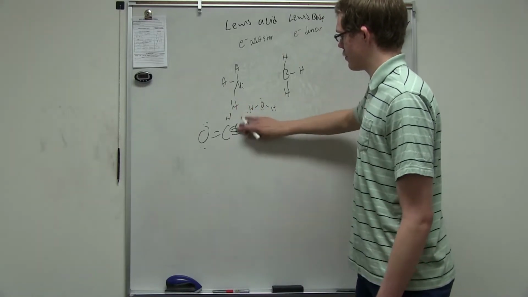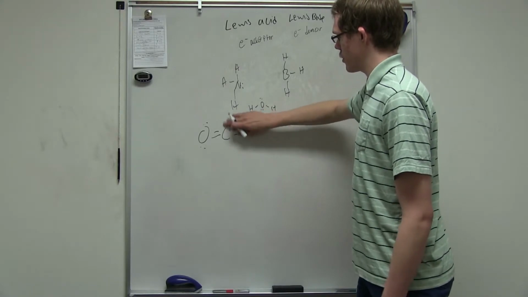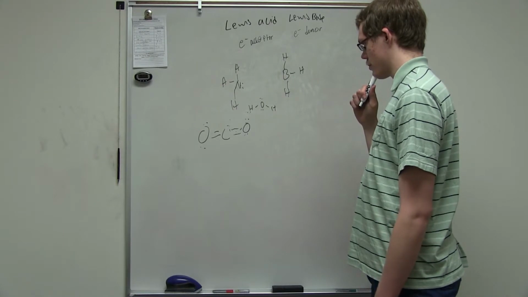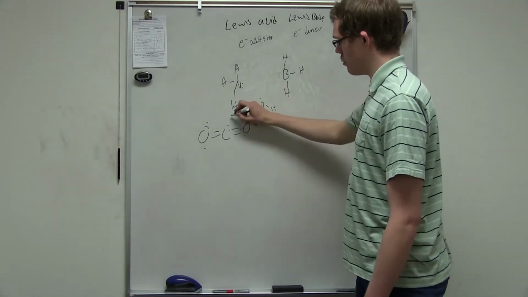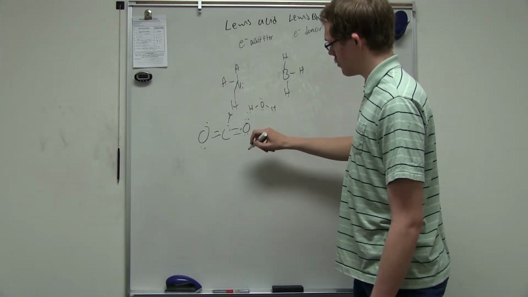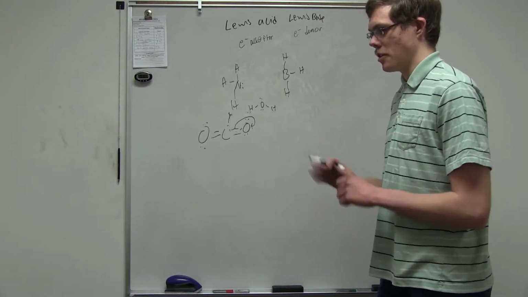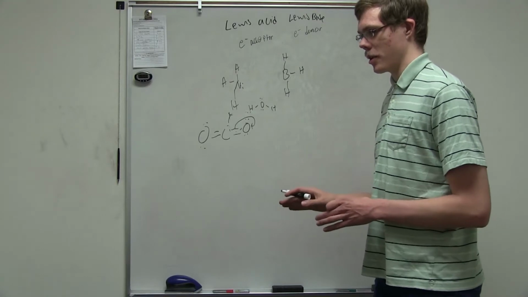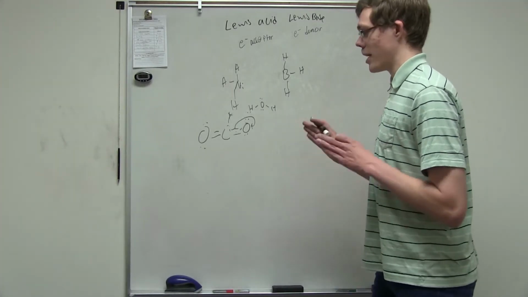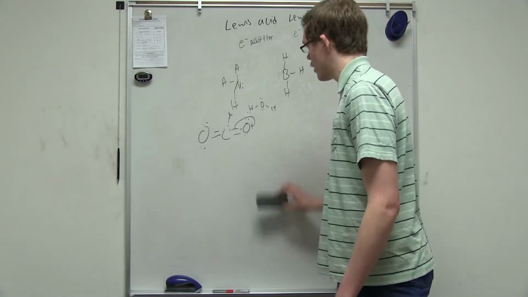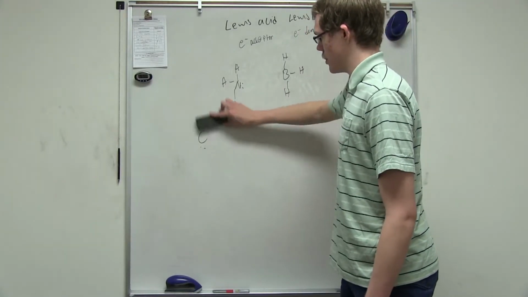Oh, wait, no. I'm thinking of this wrong. The carbon comes in, bonds to the hydrogen, and these 2 electrons will go out onto the oxygen. That is strictly an organic thing that you don't really need to worry about, but they'll throw it at you anyway. If something has a double bond, it's an acid. Just remember that. Always, always, always, always.